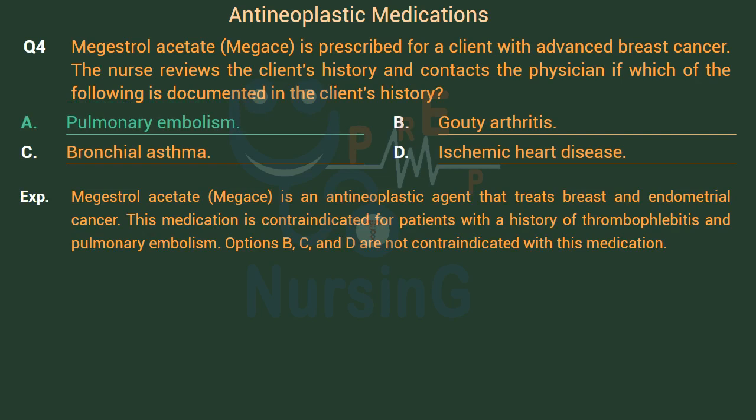Megestrol acetate, Megace, is an antineoplastic agent that treats breast and endometrial cancer. This medication is contraindicated for patients with a history of thrombophlebitis and pulmonary embolism. Options B, C, and D are not contraindicated with this medication.